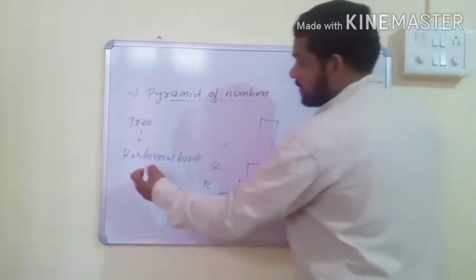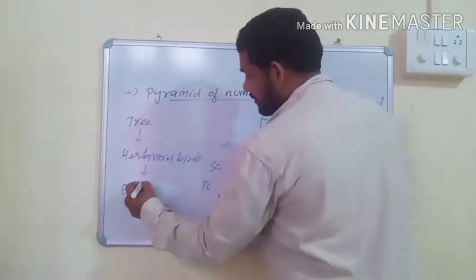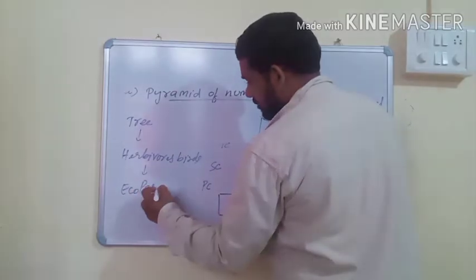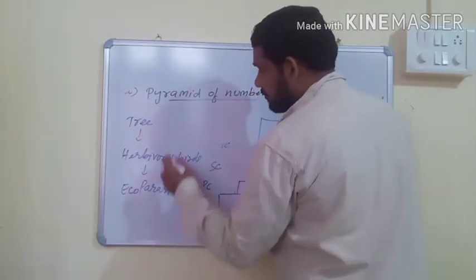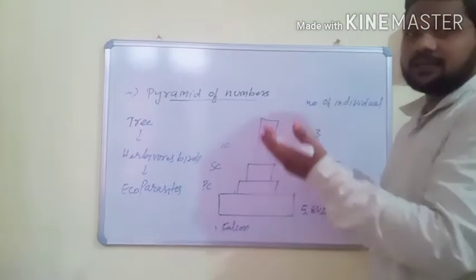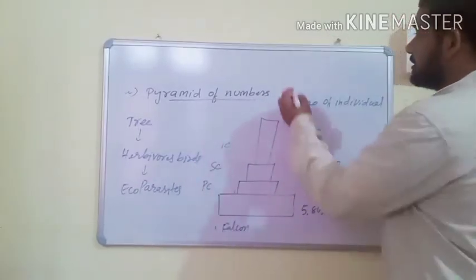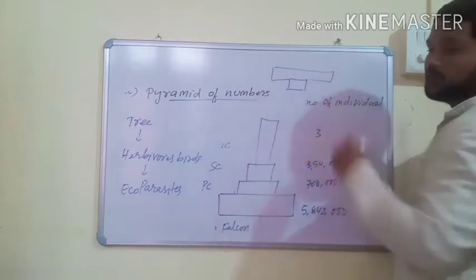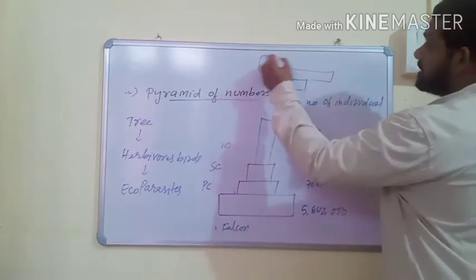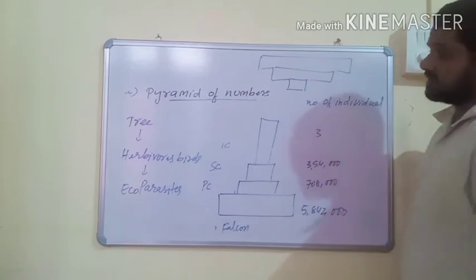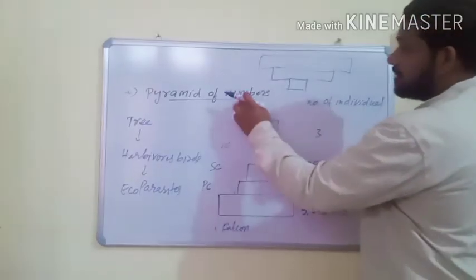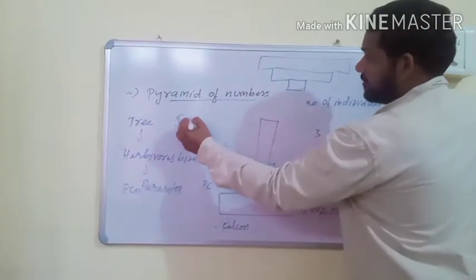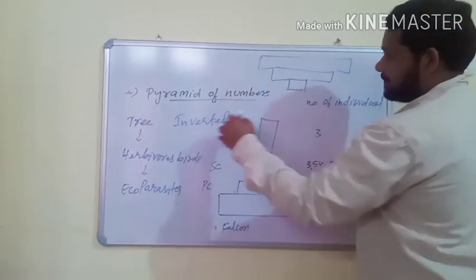Then herbivorous birds support a very large number of ectoparasitic population. Then the number of individuals increases with a rise in trophic levels. For example, only one tree supports a very large number of herbivorous birds. Then herbivorous birds again support a large number of ectoparasites. In such cases the pyramid of number shall be inverted.